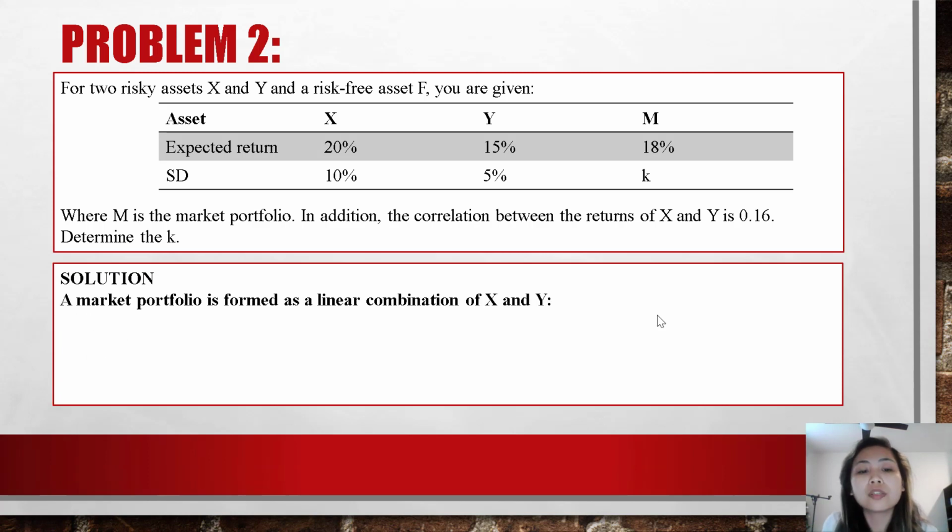A market portfolio is formed as a linear combination of X and Y. Linear combination here means the weights of X and Y sum to 1, and the weights of X and Y are positive. So M here is the market portfolio, and M is formed by a linear combination of X and Y. So I'm going to call M equal to A times X plus 1 minus A times Y. Here A and 1 minus A are the weights of X and Y respectively, and the sum of the weights is of course 1.